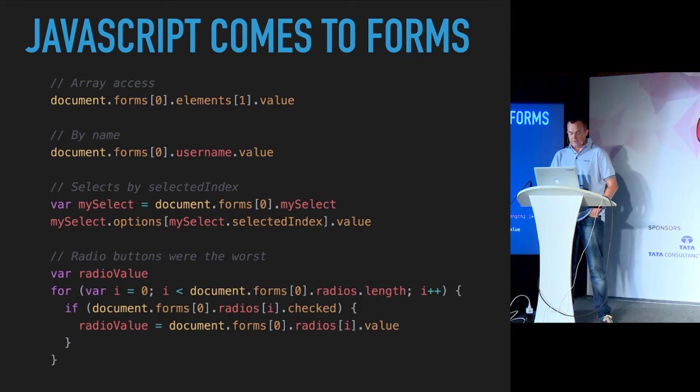And around the turn of the millennium, JavaScript came to forms. And this was the first time that on the client side you could modify form values and read form values. But the syntax was really terrible with document.forms[0].username.value. And with a select, you had to look at the options array and get the selected index and then read the value on that. And radio buttons were even worse, you had to use a for loop to figure out which one was even selected.